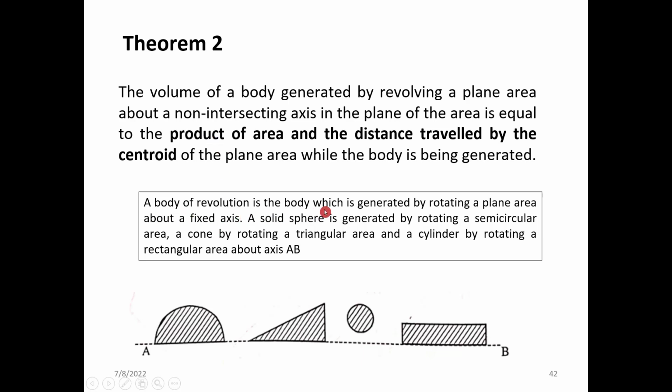So the body of revolution is a body which is generated by rotating a plane area about a fixed axis. Similar figures to the previous, but this is actually an area which is given a hatched form. A solid sphere is generated by rotating a semicircular area. A cone by rotating the triangular area. So you can visualize by rotating the semicircular area with respect to the base, you will get the complete sphere. And by this, you will get complete cone. And by this, we will get the tube, complete tube. Previously, it was a hollow tube. And by this one, you will get the complete cylinder, which having a volume.